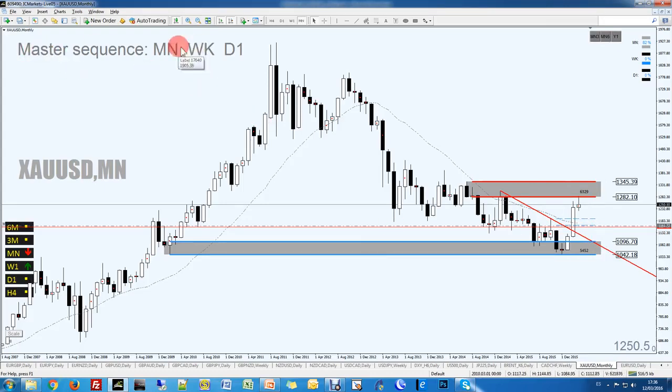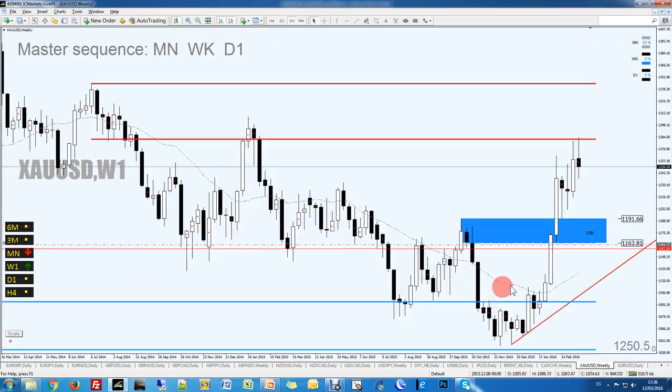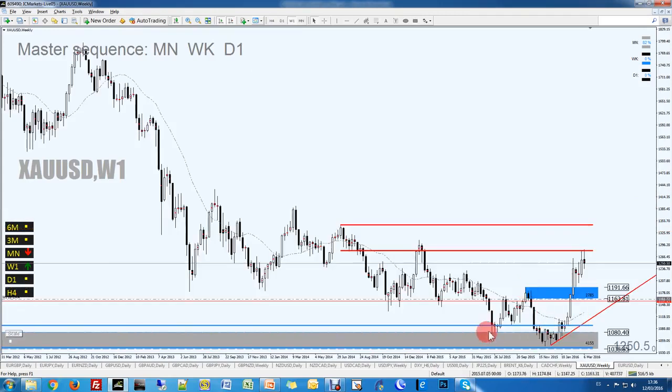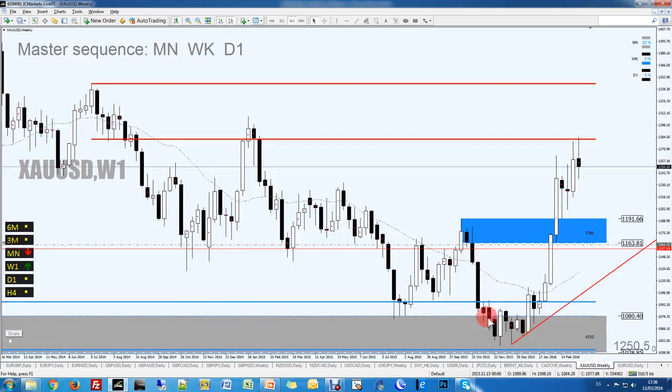Our master sequence is monthly, weekly, daily. So we switch to the weekly, and by the time we get here, we've got this area of demand in control, a little bit lower, smaller. It was tested here, and now we've got a second retest, with a big reaction expected. A weekly area in control, a monthly area in control, and a lot of room from here to here.